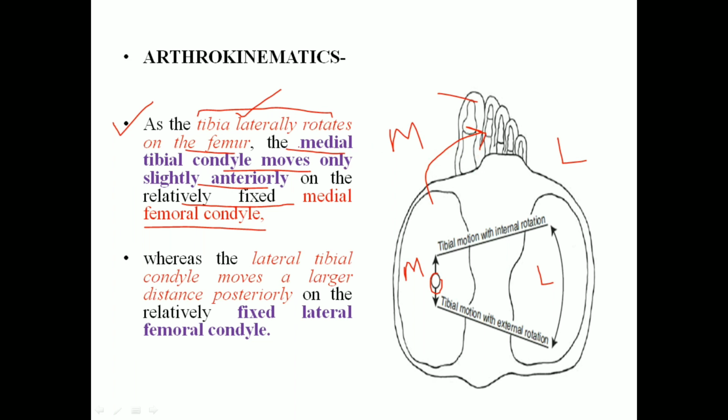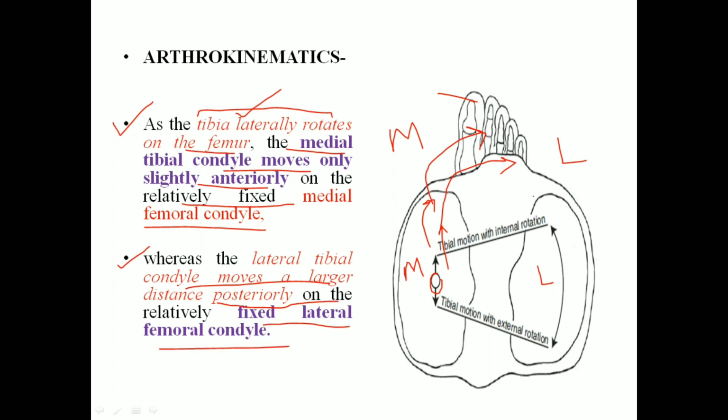So now what will happen? The medial condyle has to move anterior, then only is it possible to go in lateral rotation. So during this time the medial tibial condyle moves very slightly anteriorly on the medial femoral condyle. On top we will be having the femur, because it is moving in between femur and tibia. So it is moving on a fixed medial femoral condyle, whereas the lateral condyle moves a larger distance posteriorly on the fixed lateral femoral condyle.